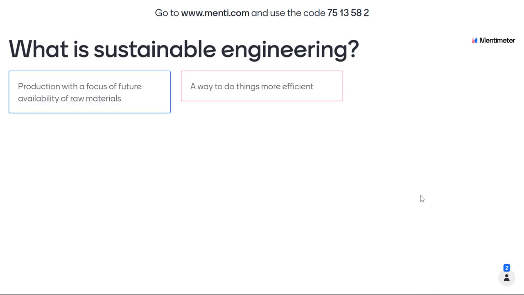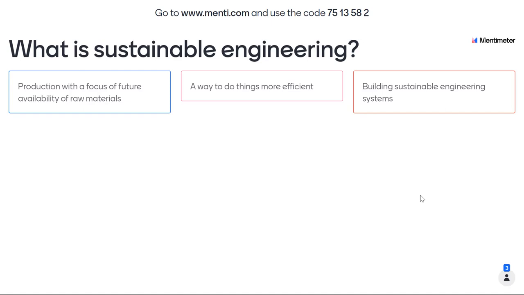A way to do things more efficiently. Efficiency is a very important aspect of sustainability. In Iceland, there are quite a couple of examples where the Icelandic economy works very efficiently. If you think of geothermal, also in the fishery sector, there are a lot of ways of reusing the waste streams. And also in the aluminium sector, there are ways to try to make aluminium production more efficient.